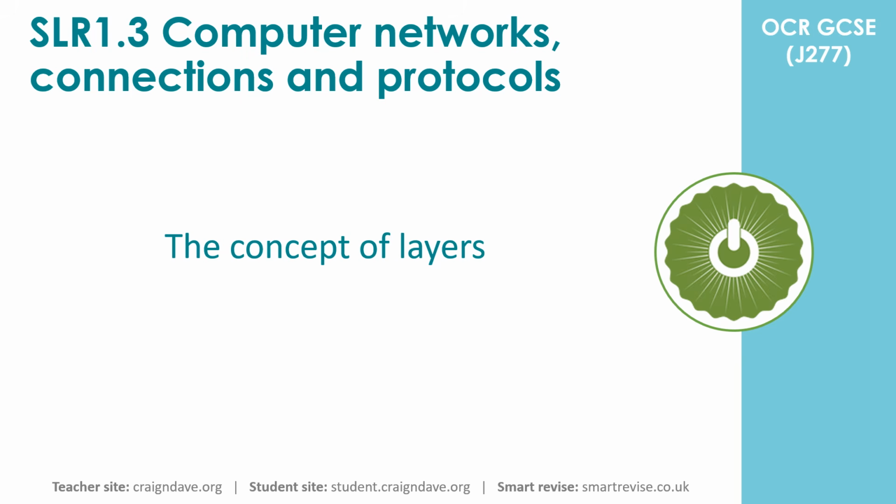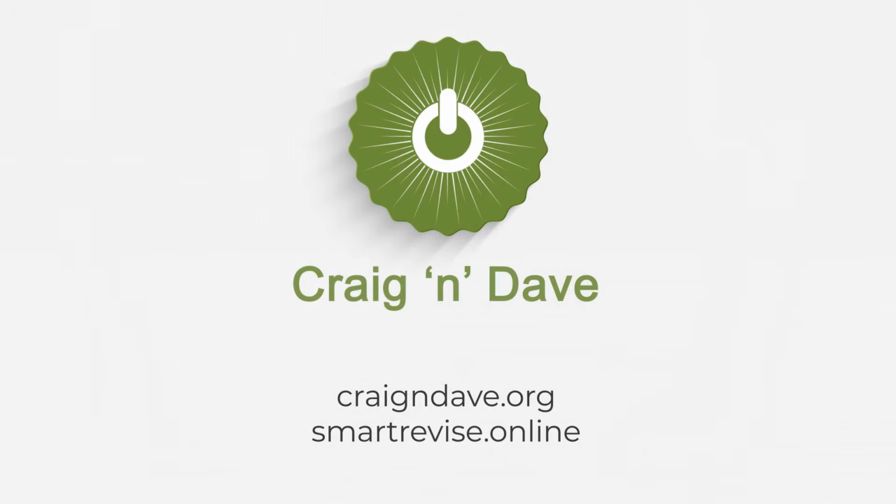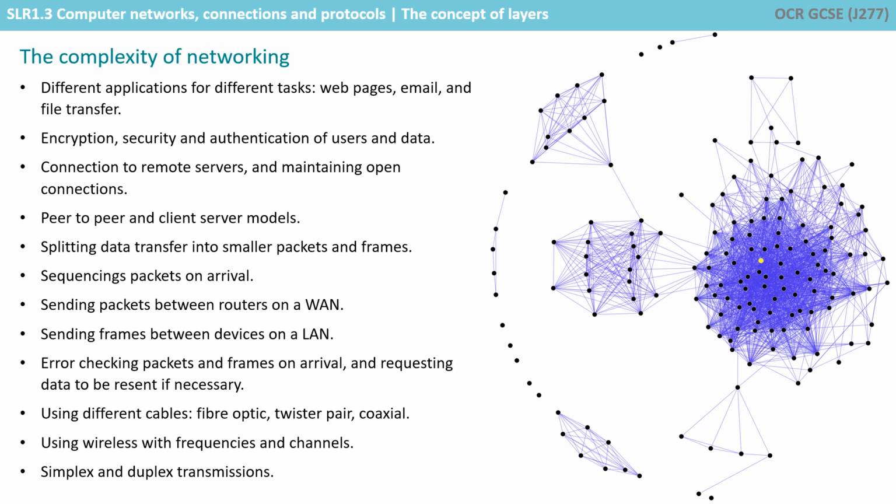In this video, we explore the concept of layers in networking. Networking is a very complex operation. There's lots of different things to consider. For example, the different applications and tasks that we might perform. For example, web pages, emails and file transfer.